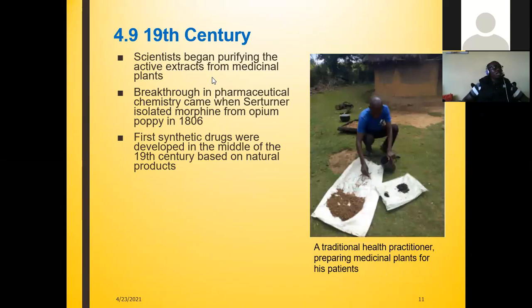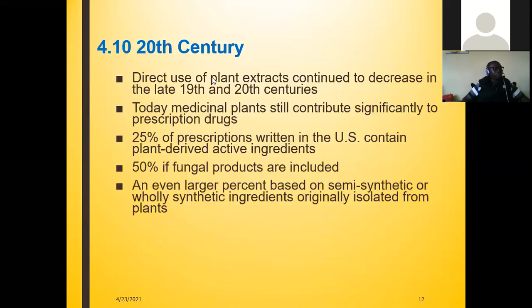And then in the 19th century, history tells us that scientists began purifying the active extract from medicinal plants, just to find out those specific chemicals that were responsible and could be used for the treatment of various ailments. And this spans as early as 1806, when the opium poppy was discovered.